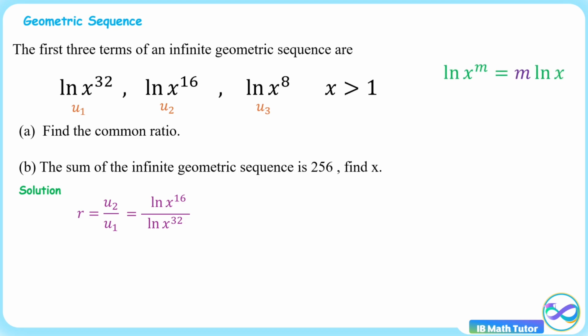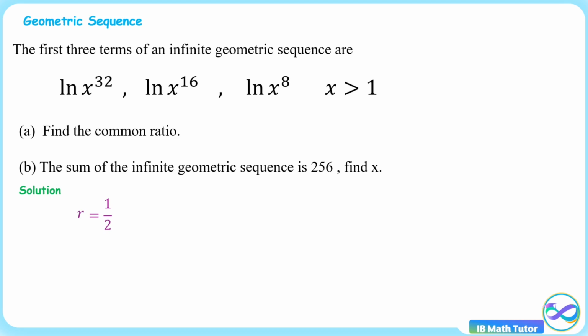As we know from this property of logarithms, we can put the power of m down and multiply it by ln x. Therefore, r can be written as 16 times ln x divided by 32 times ln x. By cancelling logarithms, we would have 16 divided by 32, which is half. So the common ratio is half.